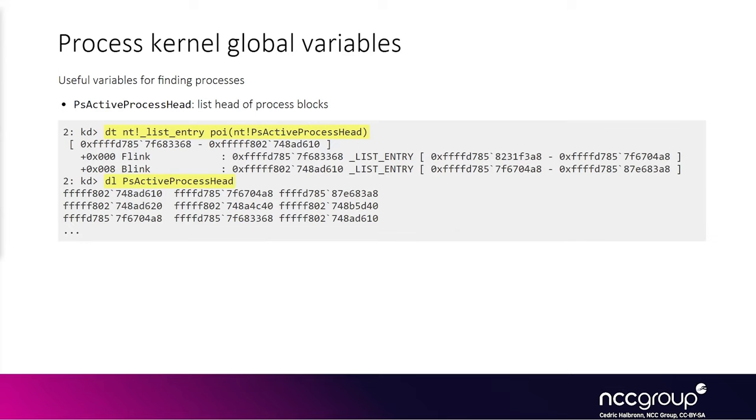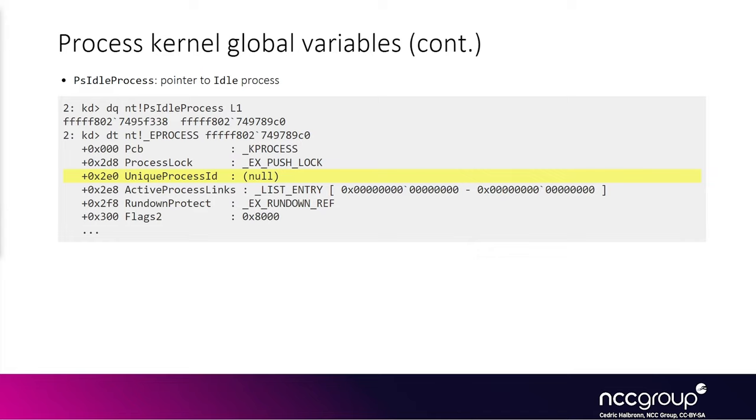You can find the head of the linked list of processes in the kernel with the PsActiveProcessHead symbol. Then you can dump the list of processes using the dl command, which stands for display linked list. And then you could display all the different eProcess structures one by one using the dt command, or directly using the !process command to display information about them.